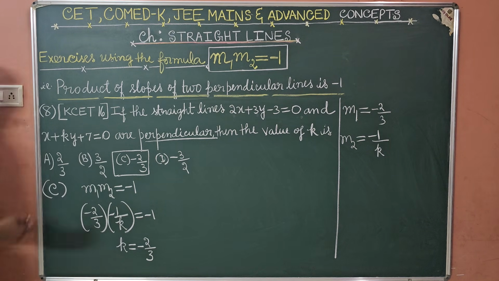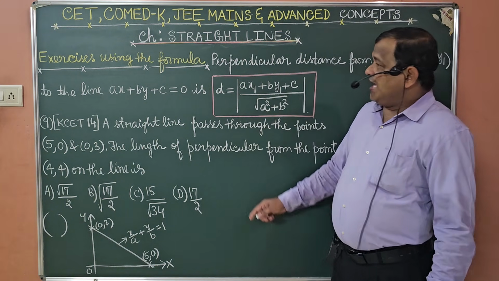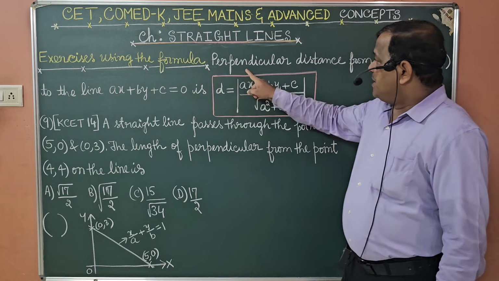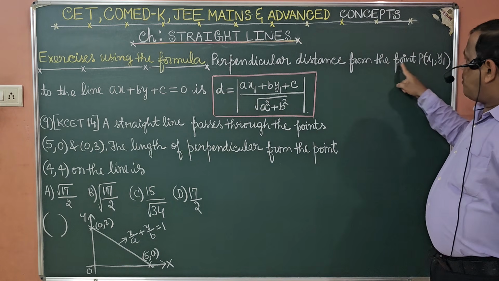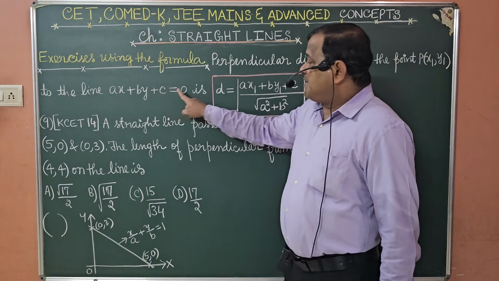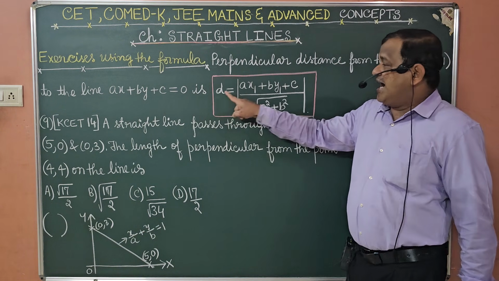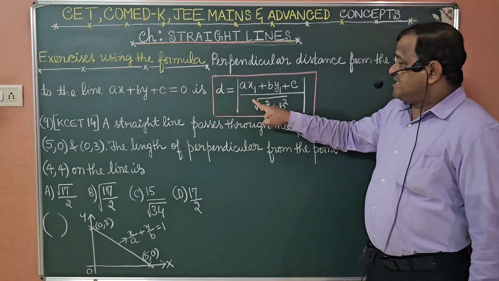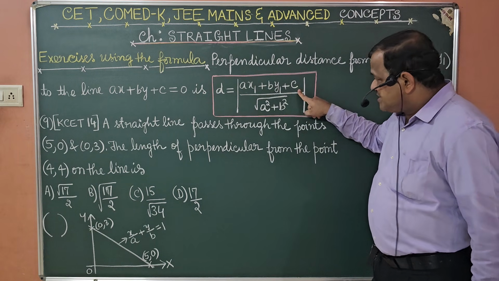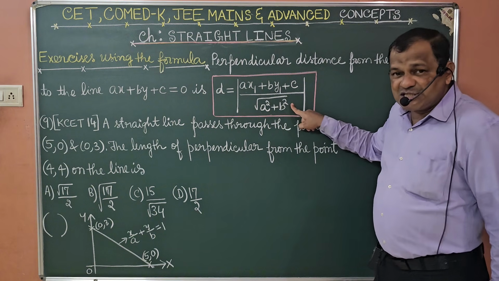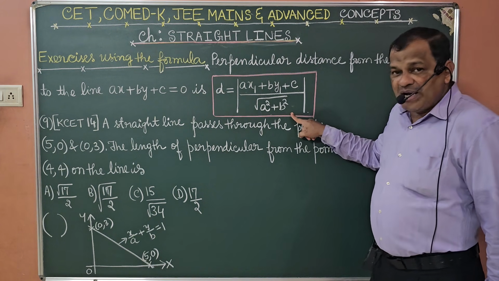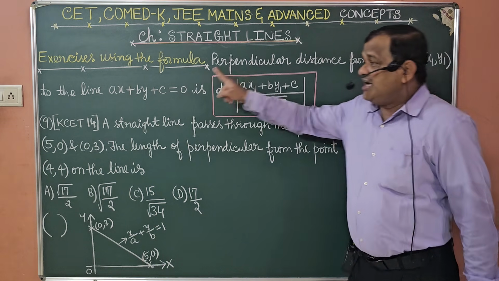Dear students, I would like to teach you now one exercise using the formula: the perpendicular distance from the point P(x1, y1) to the line ax plus by plus c equal to 0 is given by d, meaning distance, is equal to modulus of a x1 plus b y1 plus c upon root of a square plus b square. This is the same as the length of the perpendicular drawn from this point to this line.